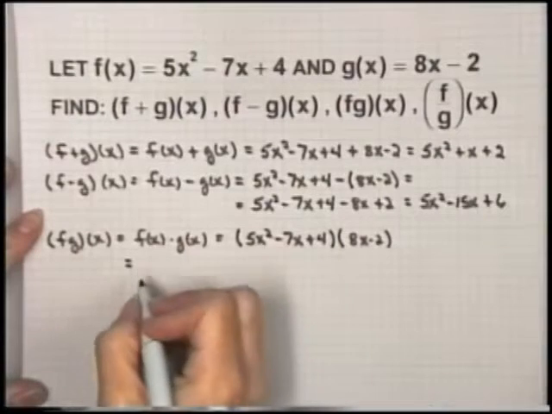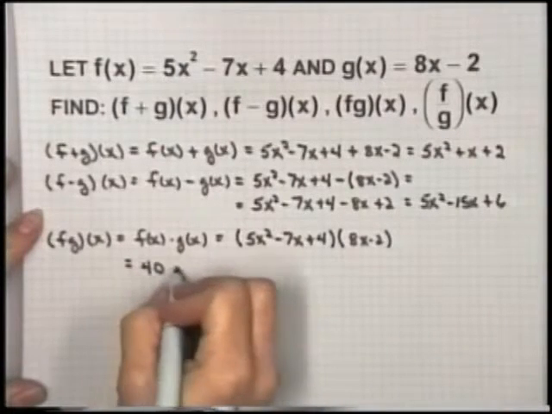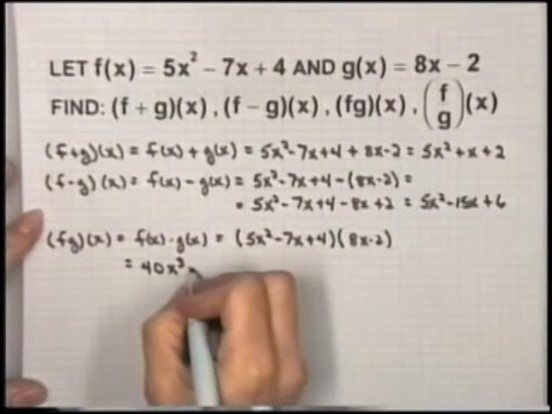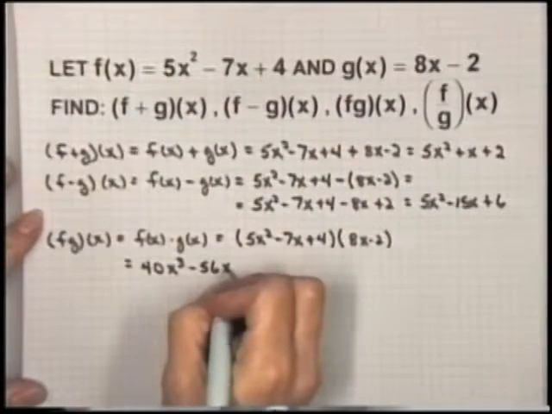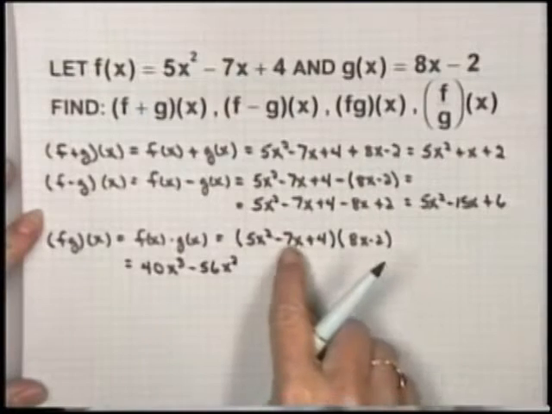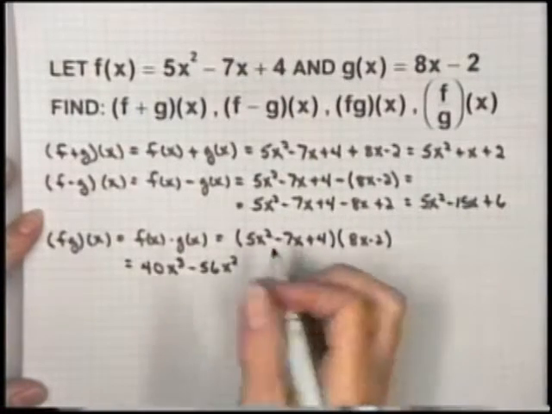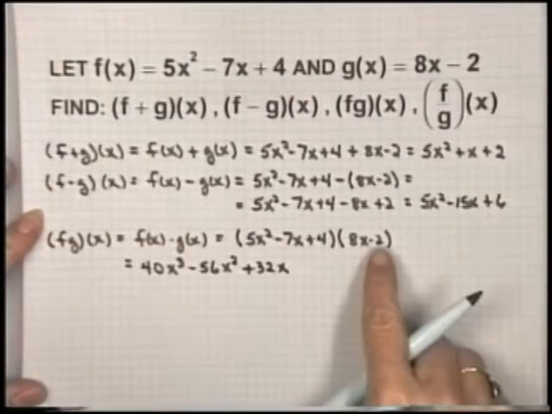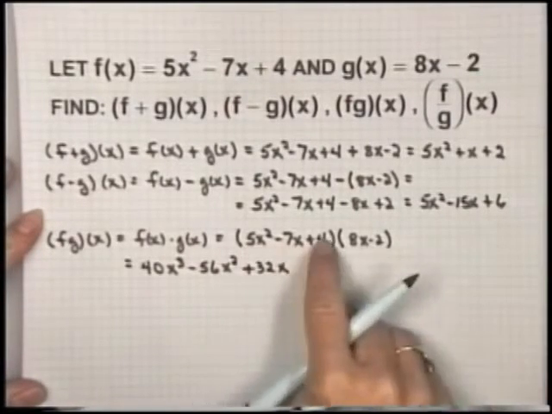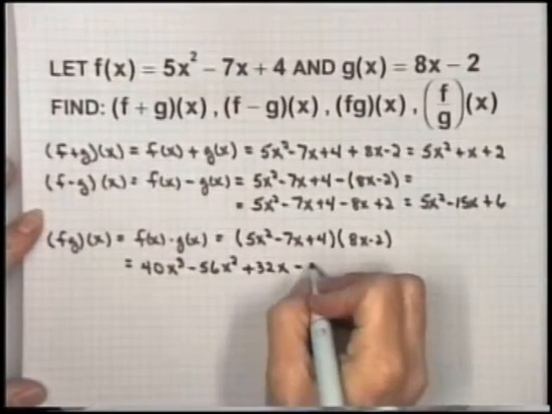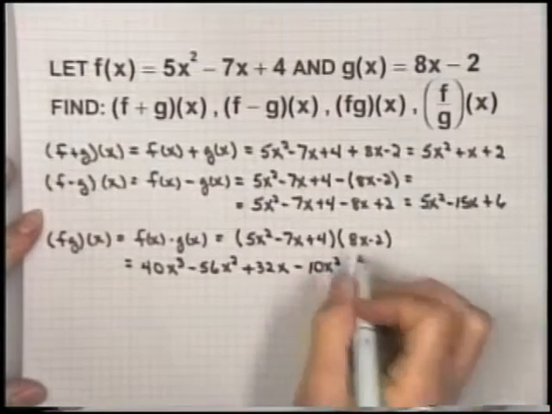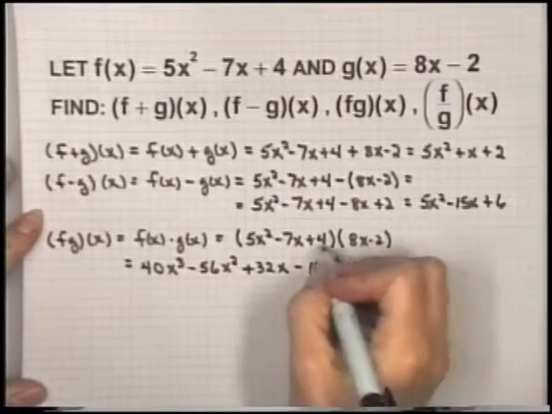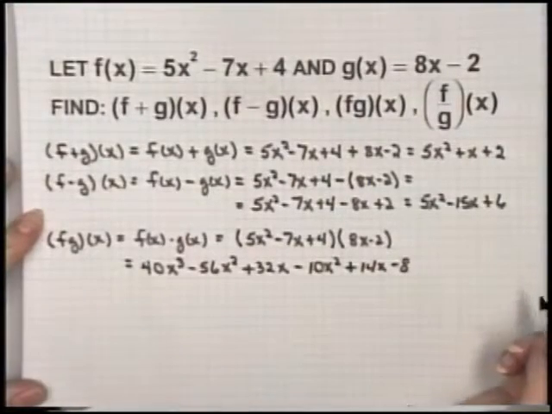So 8x times 5x squared gives me 40x cubed. Multiplying here, I get a negative 56x squared. And then multiplying this last term, I have a plus 32x. And then we'll come back and multiply negative 2 times each of these terms. So I will have a negative 10x squared, positive 14x, and a minus 8.